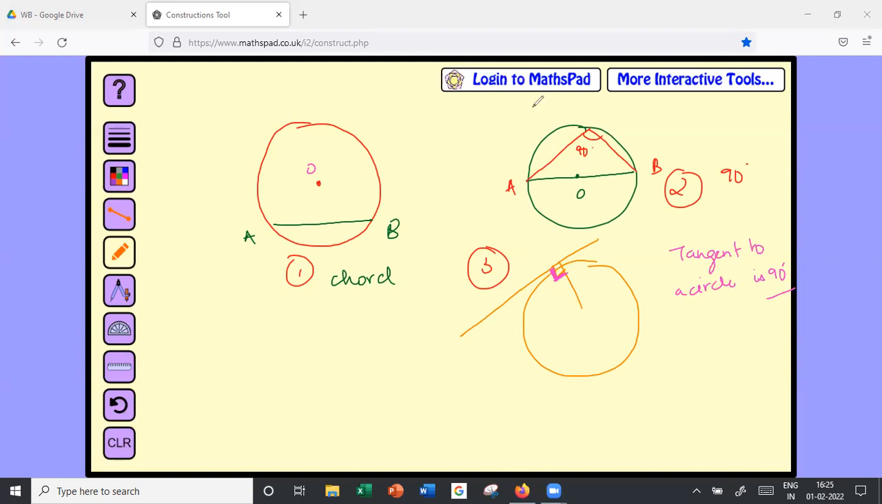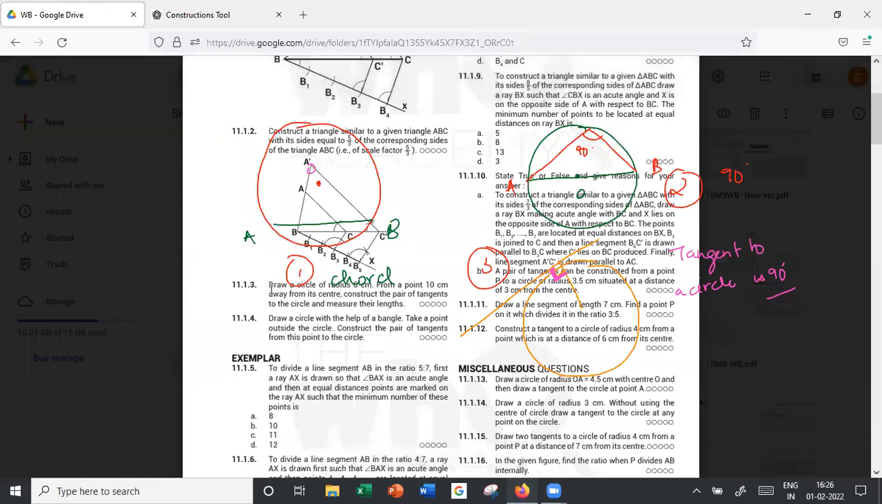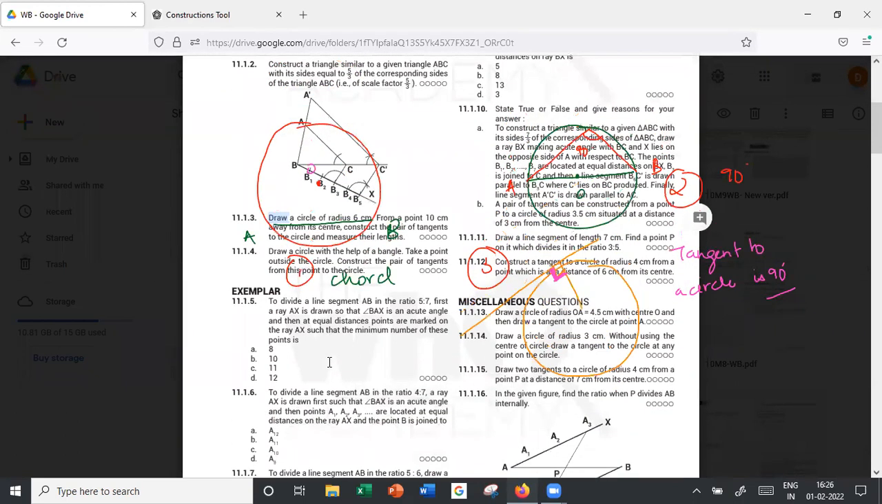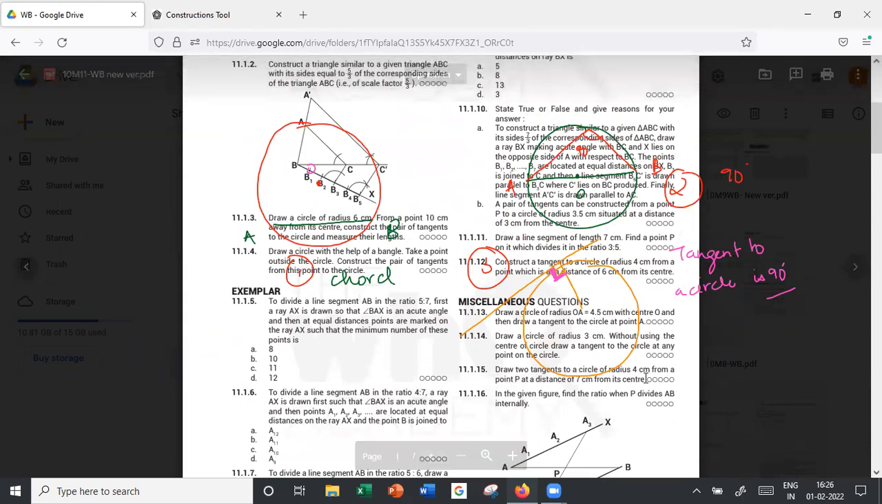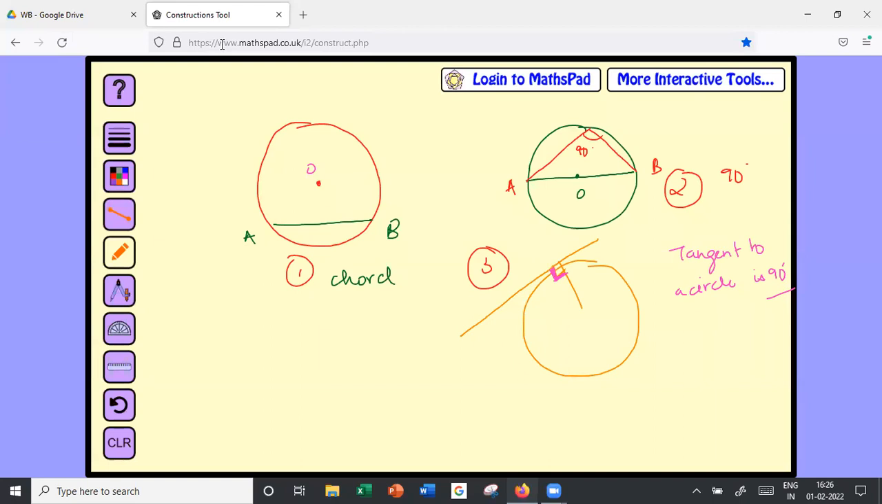Shall we do one question or one sample diagram? Just one second, let me look at one question. Yeah, we'll do this one. Circle of radius 6 centimeter from a point 10 centimeter away. We don't have 10 centimeters here. Oh, okay, this is nice. Draw two tangents to a circle of radius 4 centimeter from a point P at a distance of 7 centimeter. Okay, let's do that.